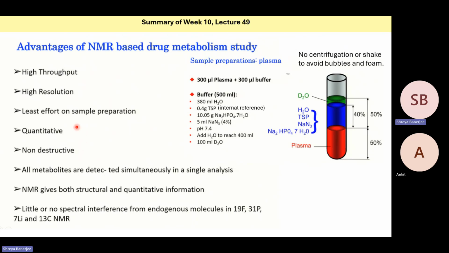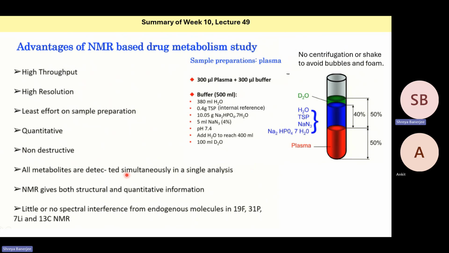Then we know NMR is quantitative. By taking the integral of the peaks, we can find out how many hydrogens are there and so on. NMR is also non-destructive. We have already discussed this. Only a low level magnetic field is used, which will not destroy the sample, which is why in vivo analysis can also be done. All metabolites are detected simultaneously in a single analysis.